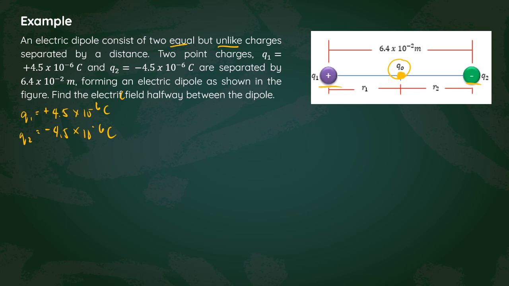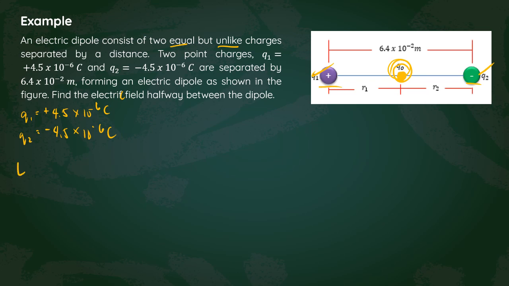Now, again, looking into it, this point here will be affected by the electric field due to Q1 and the electric field due to Q2, which means that we need to solve for the electric field due to Q1 and due to Q2, and then solve for the resultant electric field that will be experienced by this point here.